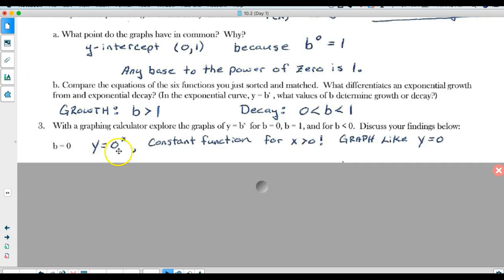If b were 0, what we would be looking at is the equation y equals 0 to the power of x. Now, when I put in 0, 0 raised to the 0 power, contrary to what you may think, is not 1. That's actually undefined. It's an upper-level concept that you would talk a little bit more about in calculus. But when I graph that, it's actually a constant function, but only for x values that are greater than 0. So the graph is going to look like y equals 0, except it's not going to be y equals 0 all the way across.